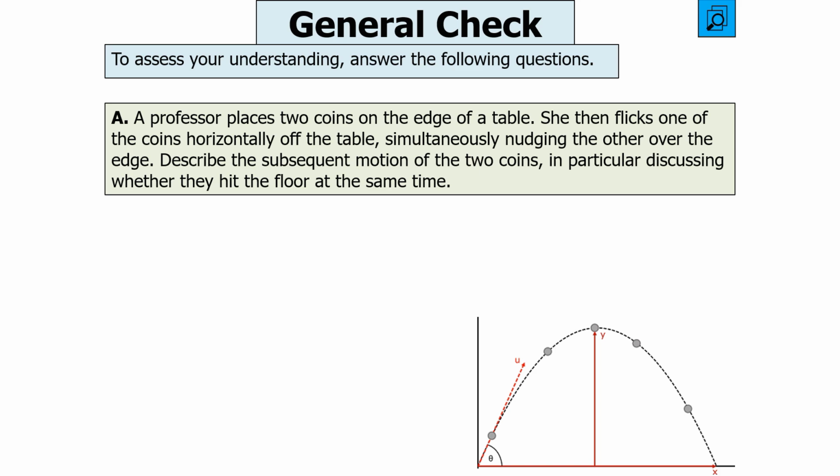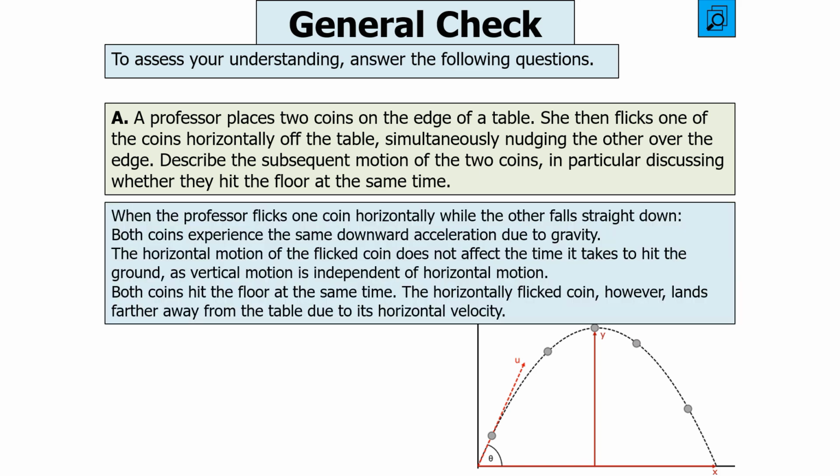When the professor flicks one coin horizontally while the other falls straight down, both coins experience the same downward acceleration due to gravity. The horizontal motion of the flicked coin does not affect the time taken to hit the ground, as the vertical motion is always independent of the horizontal motion. Both coins will hit the floor at the same time. The horizontally flicked coin, however, lands farther away from the table due to its horizontal velocity.